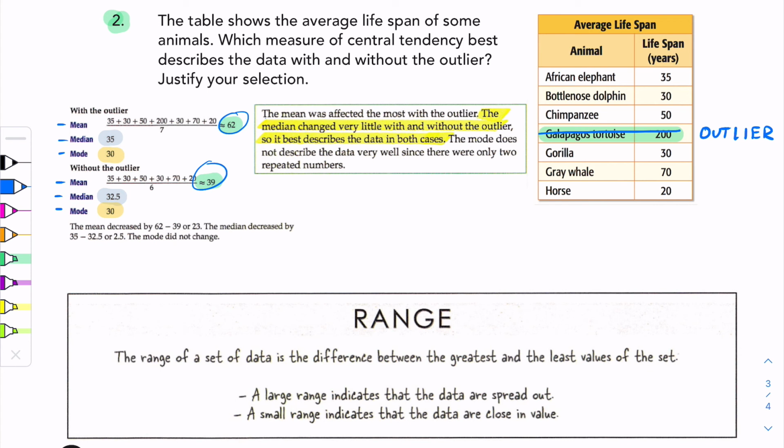All right, the last part of the notes is the range, and range is something that you've done before as well. So the range of a set of data is the difference between the greatest and the least value of the set. A large range indicates that the data is spread out, and a small range indicates that the data is close in value.